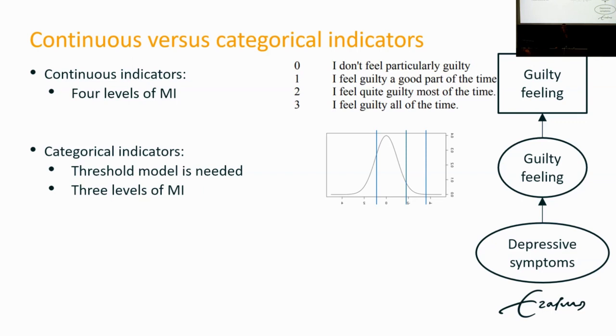Annalena. And can you do this also with dichotomous variables? Yes, you can also do this with dichotomous variables. So then you would only have 1 threshold.